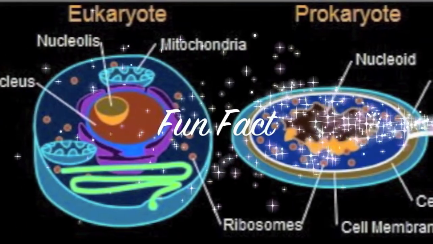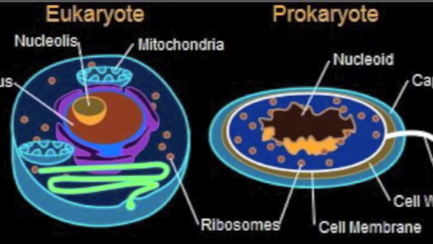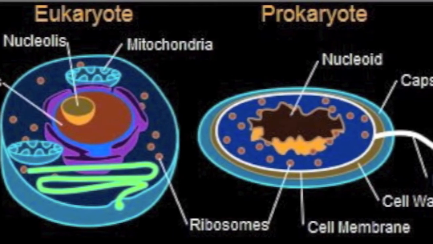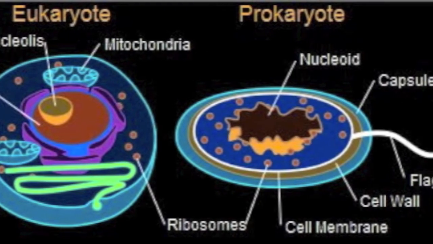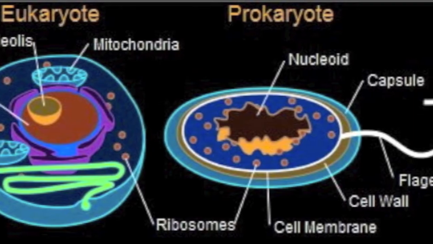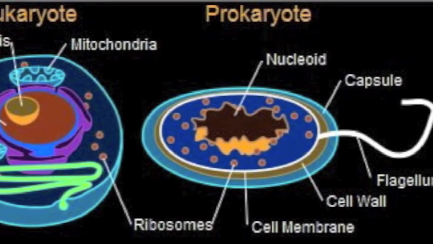Fun fact: prokaryotic cells can make up to 38 ATP molecules, while eukaryotic cells can make up to 36 ATP molecules. This is because in eukaryotic cells, the NADH molecules that are produced in glycolysis have to pass through the mitochondria, which costs 2 ATP molecules.